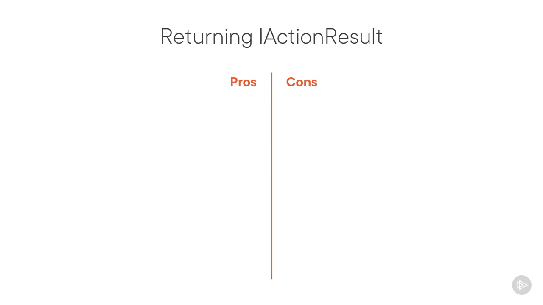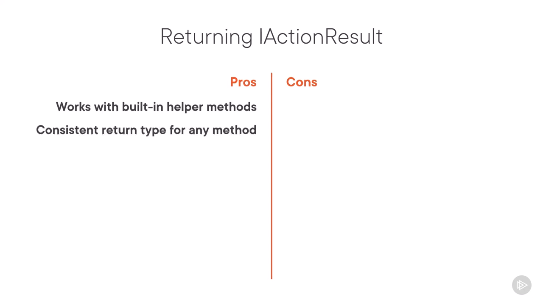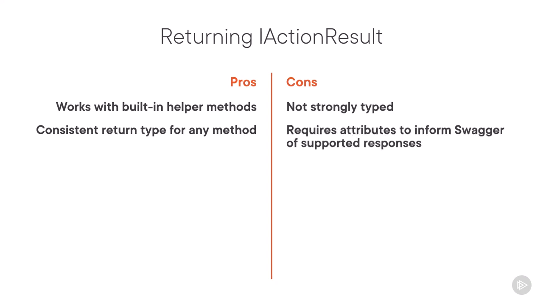When we think about IActionResult, in addition to being able to use the built-in helper methods, you can also standardize on this so that you have a consistent return type that you use for every action method. However, it does have the drawback of not being strongly typed. So if you want to use a tool to generate Swagger documentation, you will typically need to add attributes to inform Swagger about what exactly you might be returning.